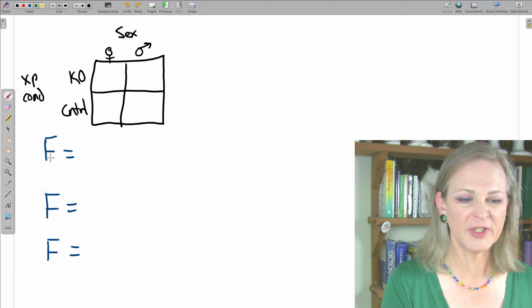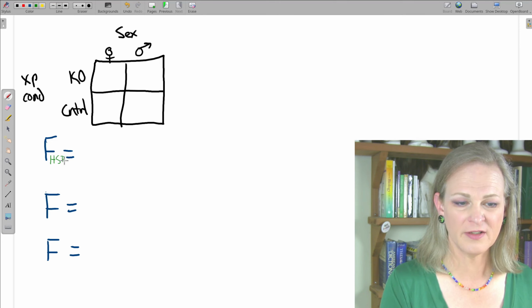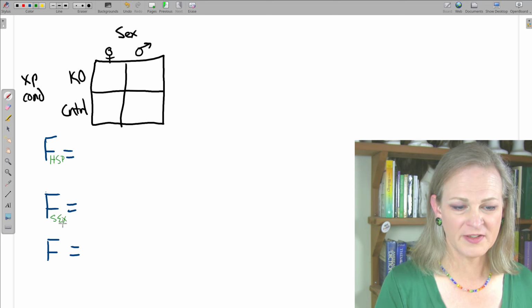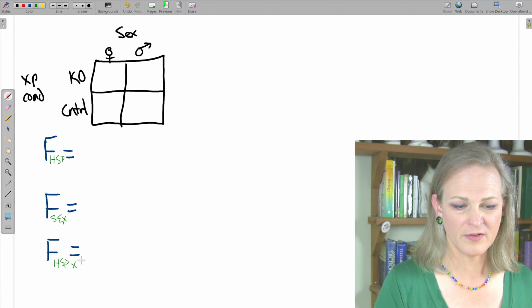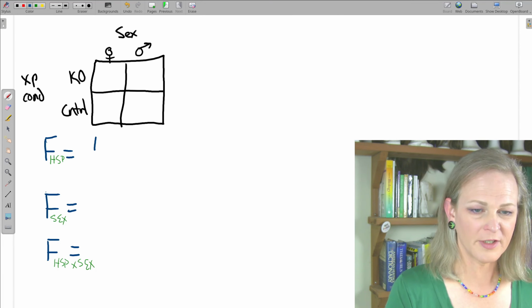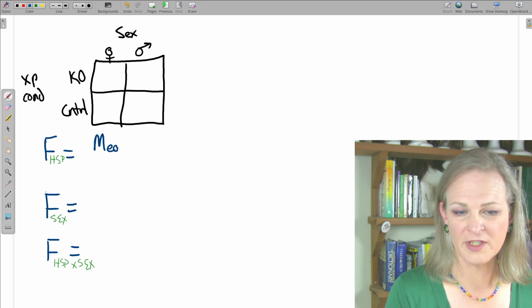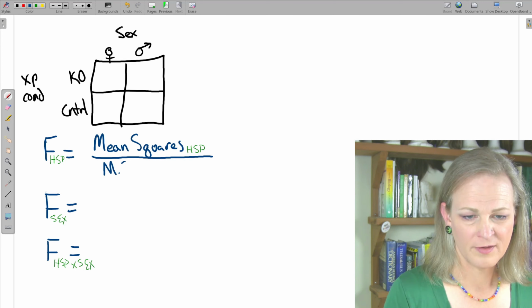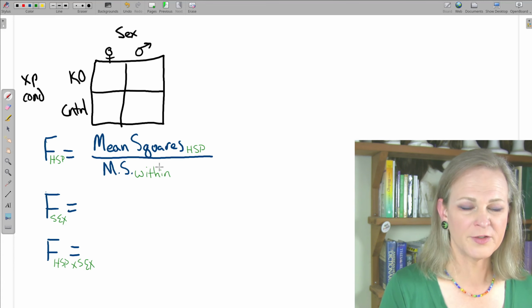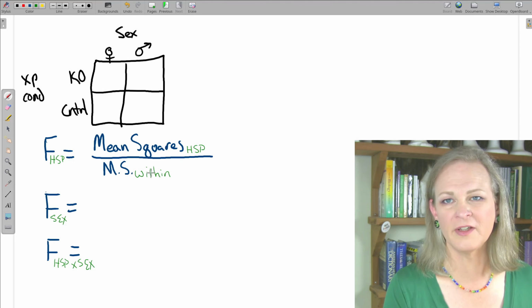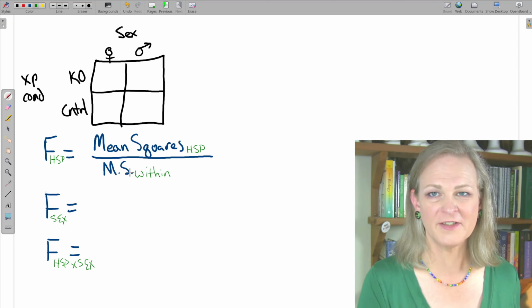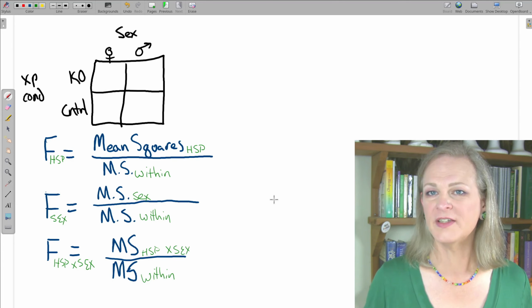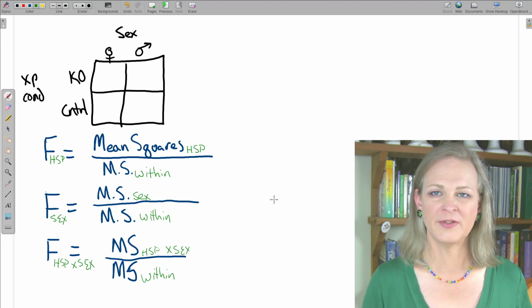So the first one of these will be the effect of the HSP knockout. The second one will be sex. And this one will be both. So this will be HSP cross sex. This is our interaction. So our F statistic for the HSP is going to be equal to the mean squares for HSP divided by the mean squares within. The reason I'm color coding these is to make it really clear we need to keep track of multiple values that have the same name. It's really easy to get lost. Okay, so I've abbreviated the rest, and you'll note that the denominator is the same in all 3 cases. It's only the numerator that changes.